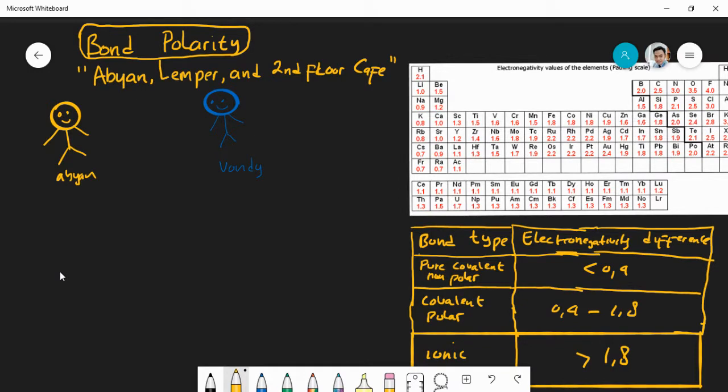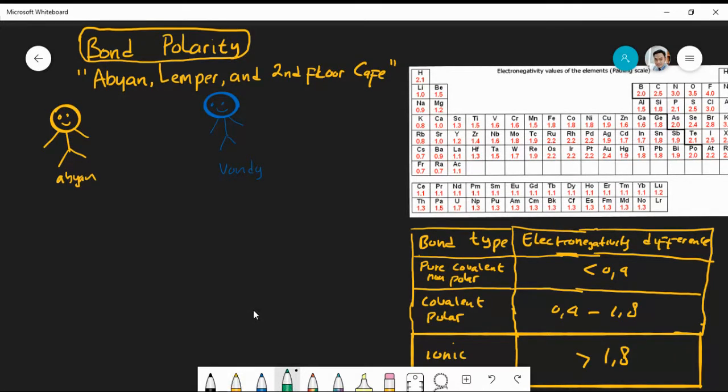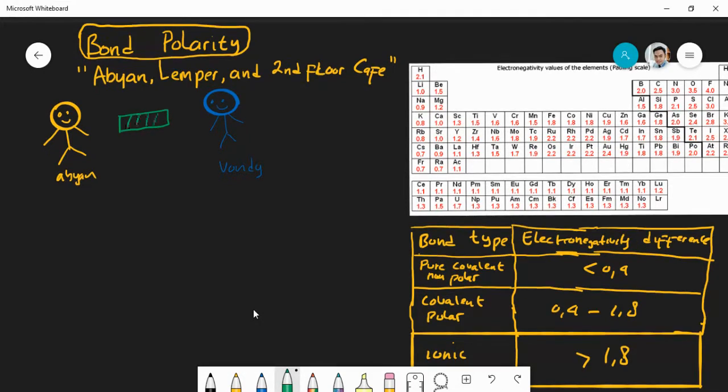Okay, let's start the story. One morning during snack break, Abian and Fondi forgot to bring their lunchbox and quickly ran off to the second floor cafeteria because they found that the second floor cafe is the nearest one. When they arrive at the cafe, they find that there is only one lemper left. Okay, this is lemper, my best drawing of lemper. At least the color is green. There's only one lemper left.